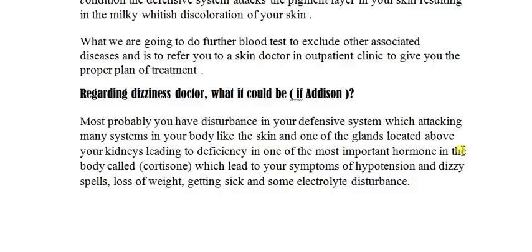So what we are going to do for you is first a blood test to confirm our diagnosis, then to refer you to a multidisciplinary team to give you the proper plan of management.